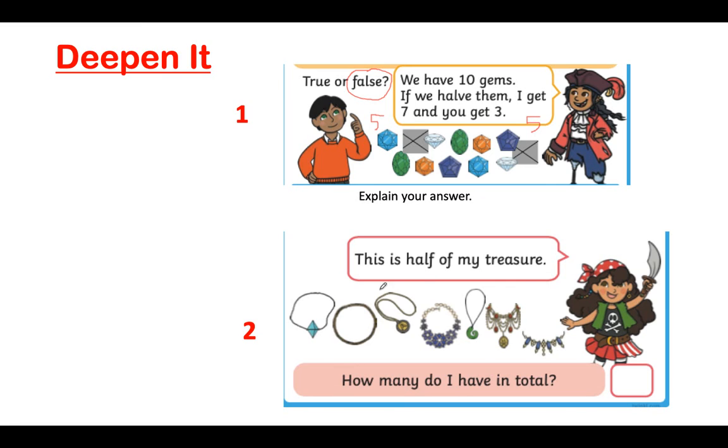And for this pirate, this is half the treasure, so let's count. 1, 2, 3, 4, 5, 6, 7, okay? So 7 is half of her treasure, so that means she must have another 7 somewhere else. So 7 add 7, which is 14. So she has 14 bits of treasure in total.